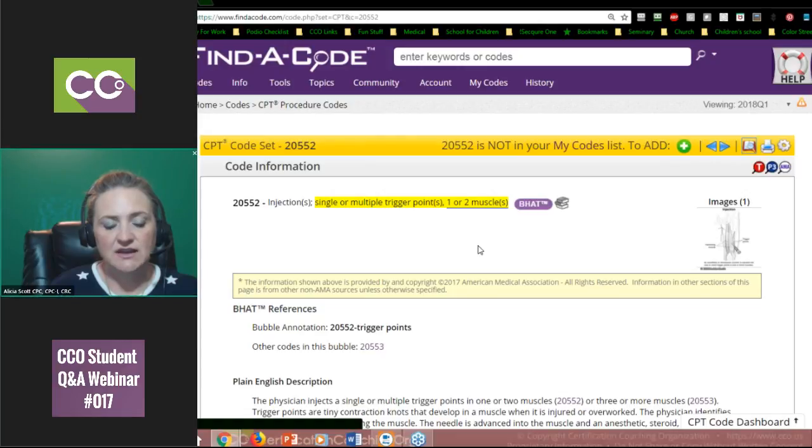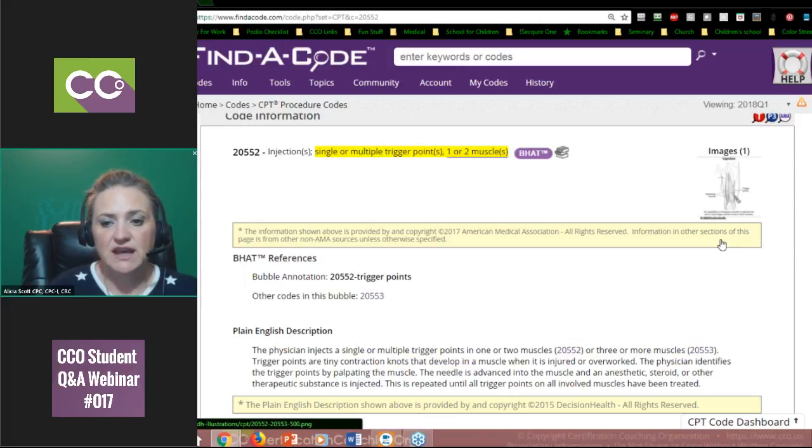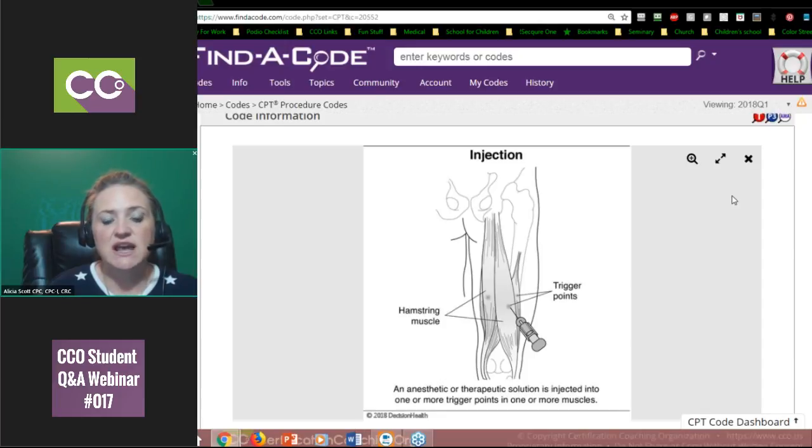And again, I love Find a Code because they give us this description about an injured or overworked muscle. But look here, they have fantastic graphics. Now, these graphics we can't grab and pull into our lectures because they are Decision Health and you have to pay for that. But we can share them live when we're doing this.